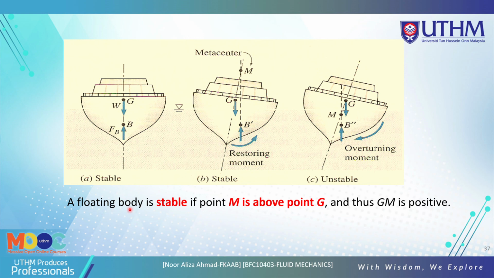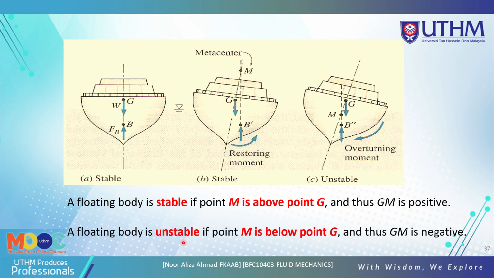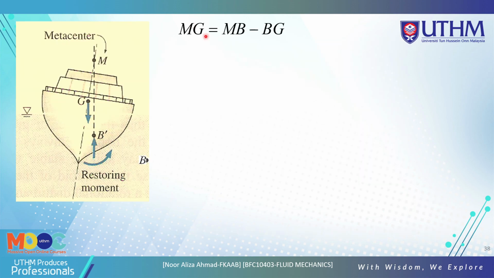Okay, so a floating body is stable if point M is above point G. So if stable, maybe point M is above the point G here. So M is at the metacenter here, above the point G, and thus GM is positive. A floating body is unstable if point M is below point G. If the M is below point G, the GM is negative. So this is unstable.